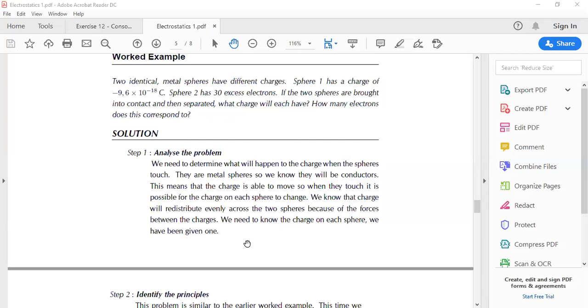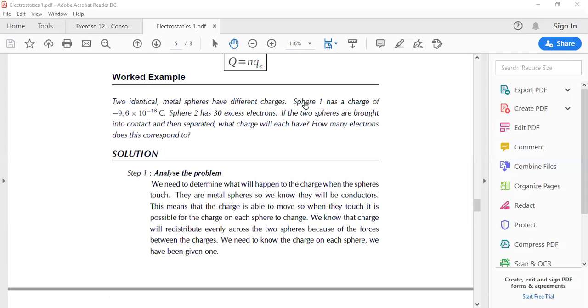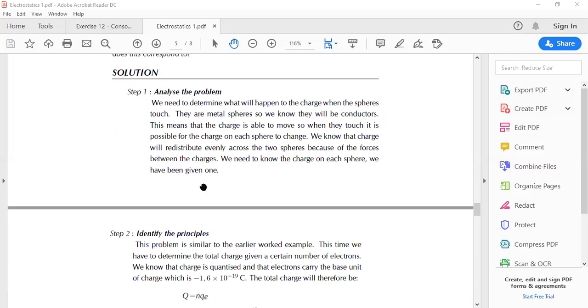So you've got your data. You've got a charge on one of the spheres, negative 9.6 times 10 to the power negative 18 coulombs, and sphere 2 has 30 excess electrons. So the charge is brought about by the excess electrons. Remember, if the other ones are canceling each other, then they have no effect on the net charge on the object. All right, so here you move on to analyze the problem.